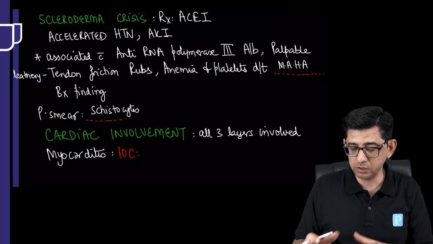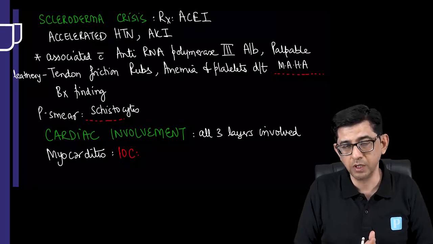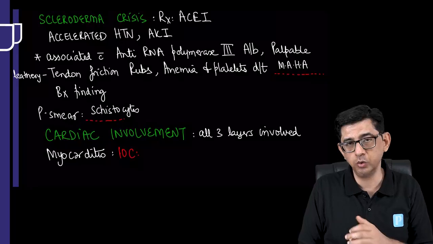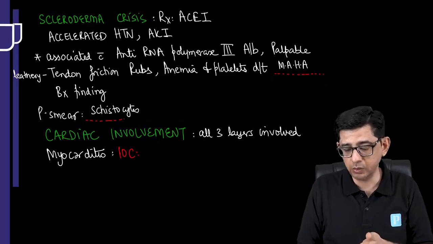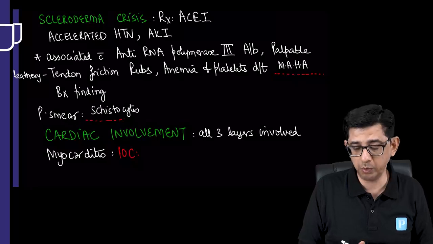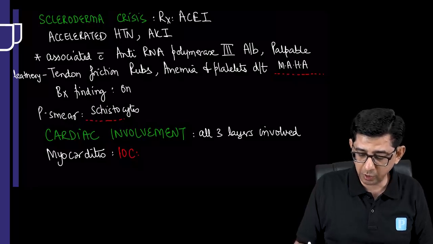Imagine there is a mesh of microthrombi in the blood vessels, and then when the RBCs smash into that mesh, they get sliced into half, and that is when the damaged RBCs can be present. The biopsy finding has already been enumerated. That would be onion skinning appearance.